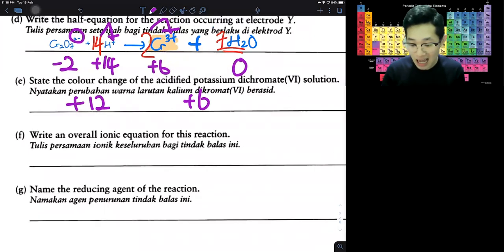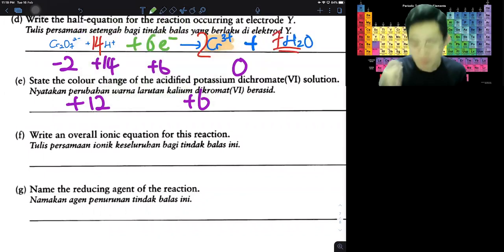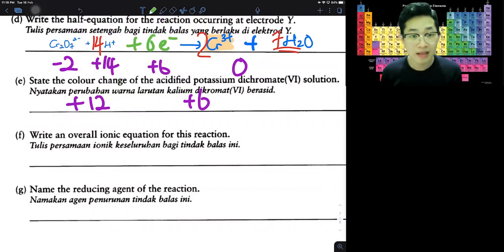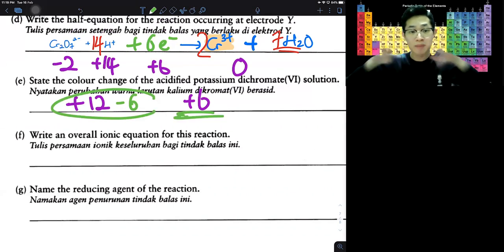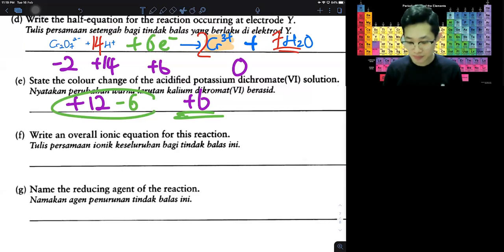So that means I need 6 electrons on the left-hand side. I need 6 electrons on the left-hand side. So that plus 12 minus 6 will be equal to plus 6. Both sides equal, balancing the equation, just like that.